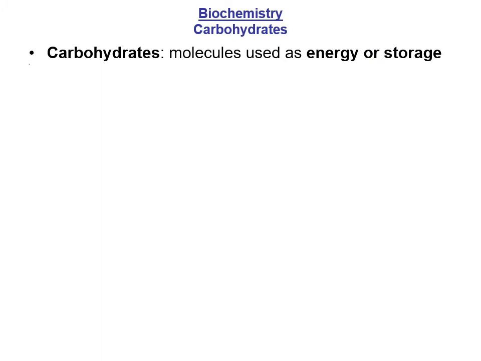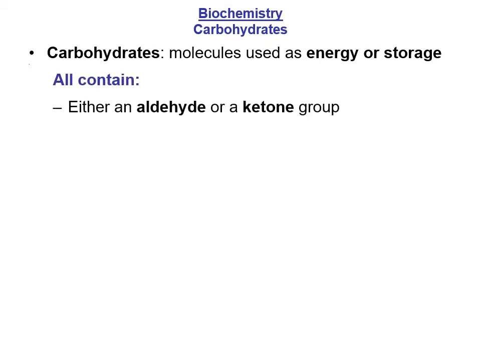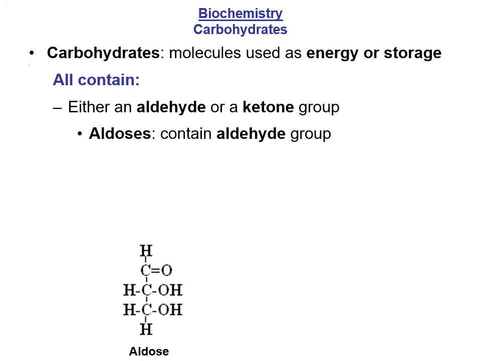So first we're going to look at carbohydrates. Carbohydrates are sugars. They are the molecules used as energy or storage in mammals and plants. All carbohydrates contain either an aldehyde or a ketone group. If you have an aldehyde group, you are called an aldose. So aldoses contain the aldehyde group. You can see the carbonyl group at the top carbon. That's at the end of the chain.